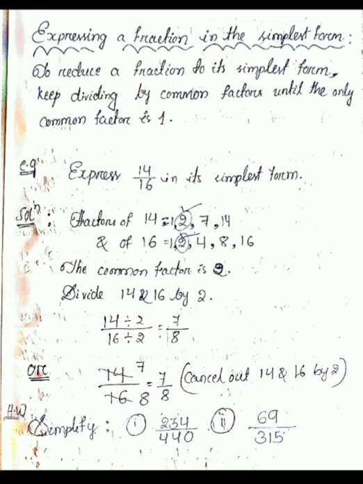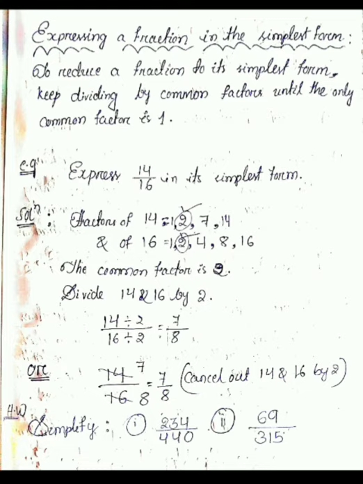By finding the factors, then dividing by the common factors until the only common factor you get is 1. Up to that point you have to divide with the common factors. Okay? So students, here I have given one example.